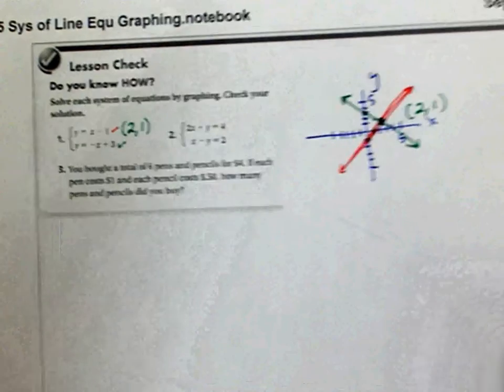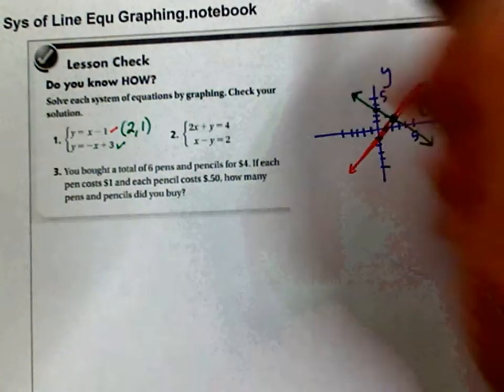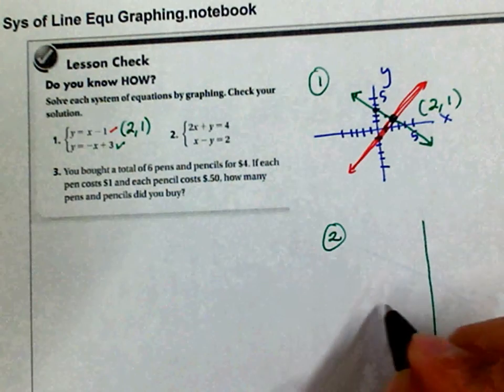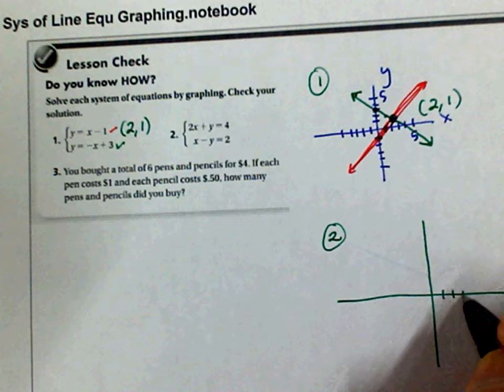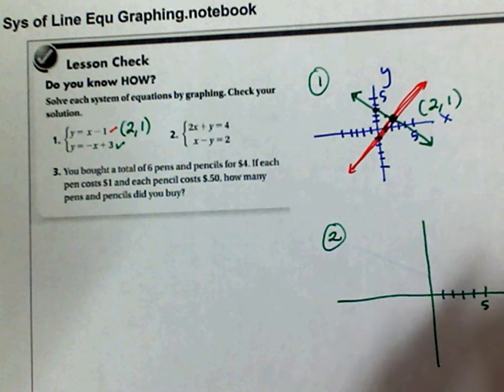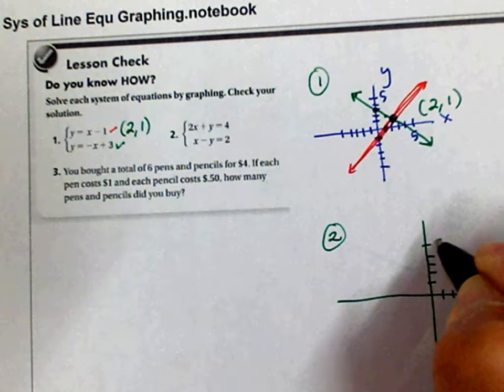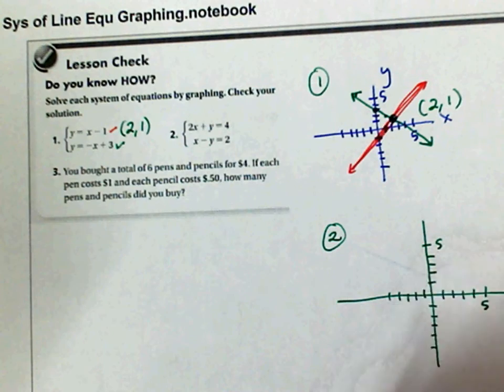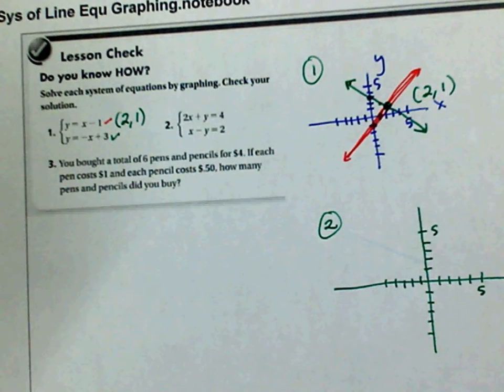All right, let's look at it. This is number 1. Let's look at number 2. 1, 2, 3, 4, 5 on each axis. All right. So here's number 2.